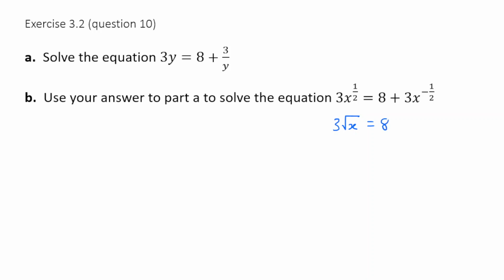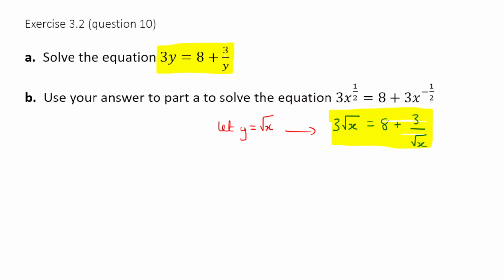And we know that x to the power of minus a half, well, the minus sign means 1 divided by. So that's going to be 3 divided by the square root of x. And then hopefully it shouldn't be too difficult to see that if we compare this equation here and this equation here, well, they're basically the same. It's just that y can be substituted for root x, right? So in this particular equation, we can say let y equal root x.